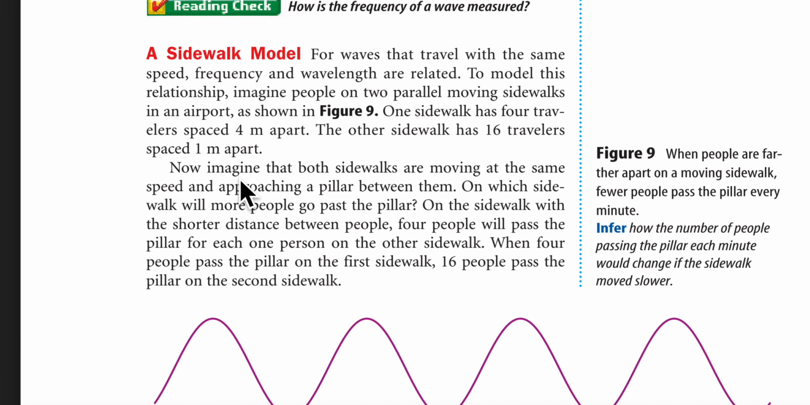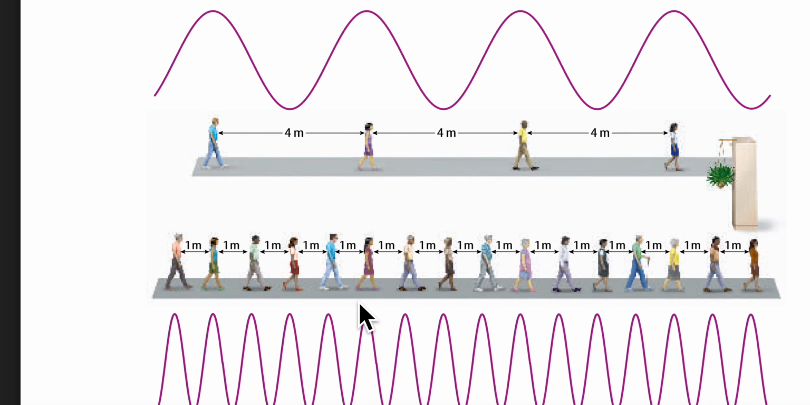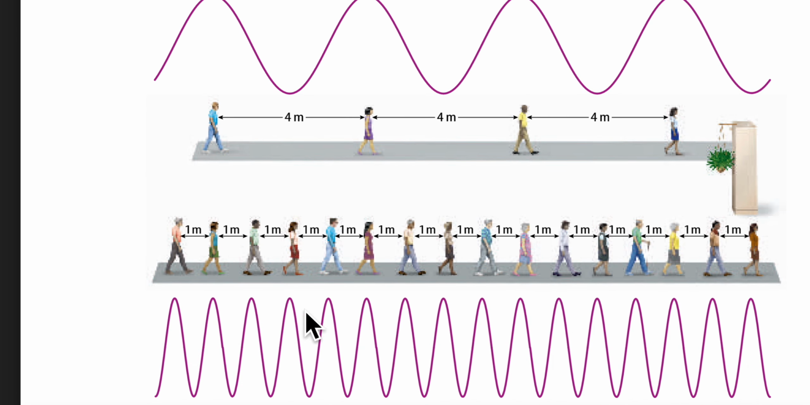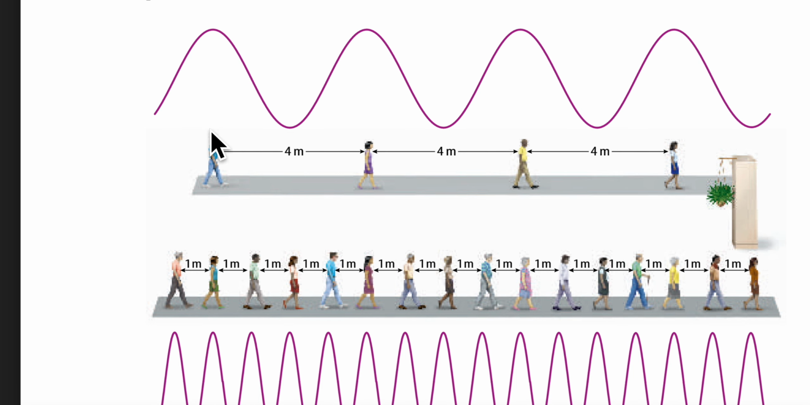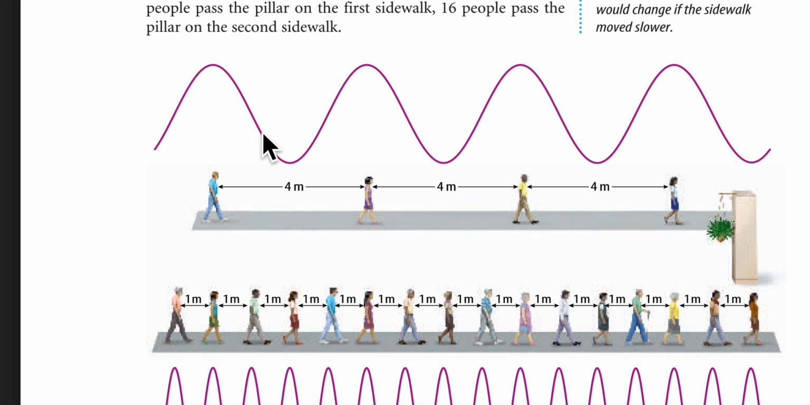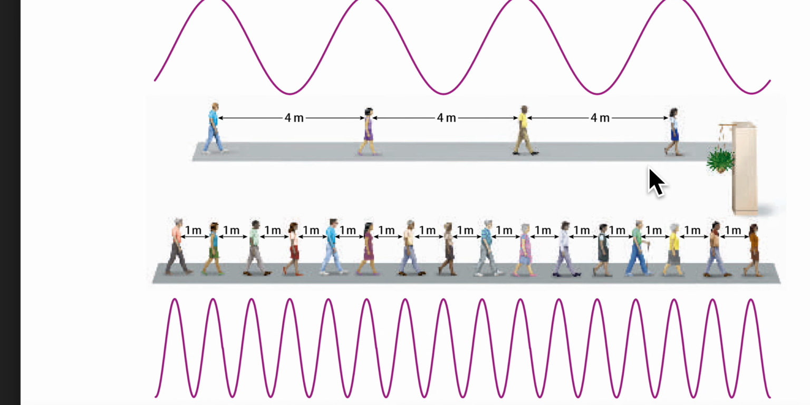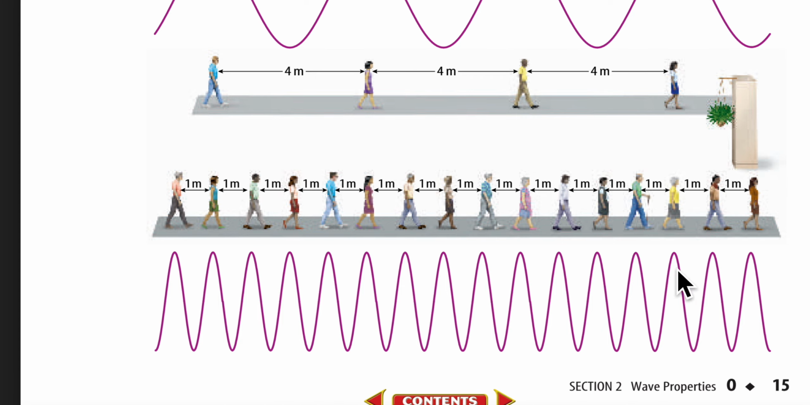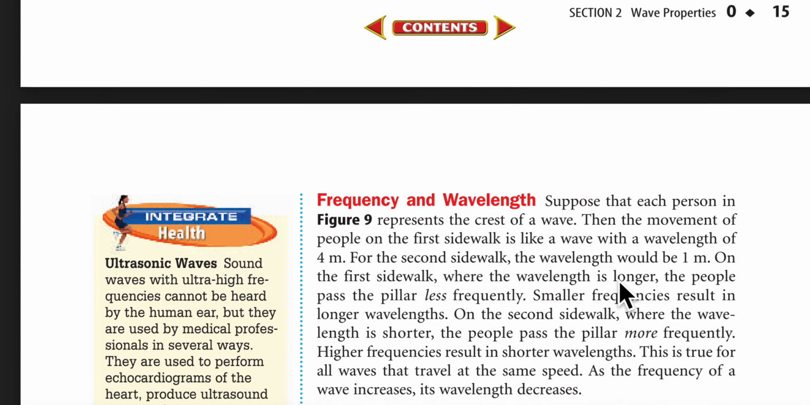And this part here talks about the sidewalk model, where we're showing frequency, how many waves pass a certain point, and that gives you the frequency. So the frequency up top here is not as intense as the frequency in the picture down below.